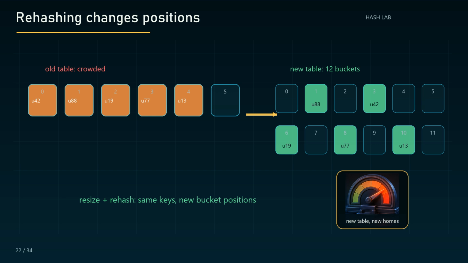Notice that resizing is not just copying boxes into a larger array. Because the number of buckets changed, the bucket index for each key may change too. So the table recomputes the hash placement for existing keys. That is rehashing: same keys, new table size, new neighborhoods.